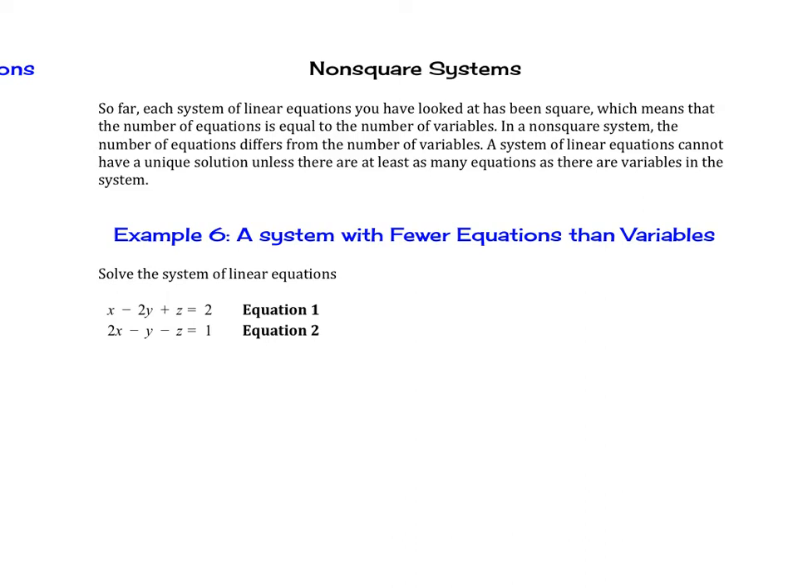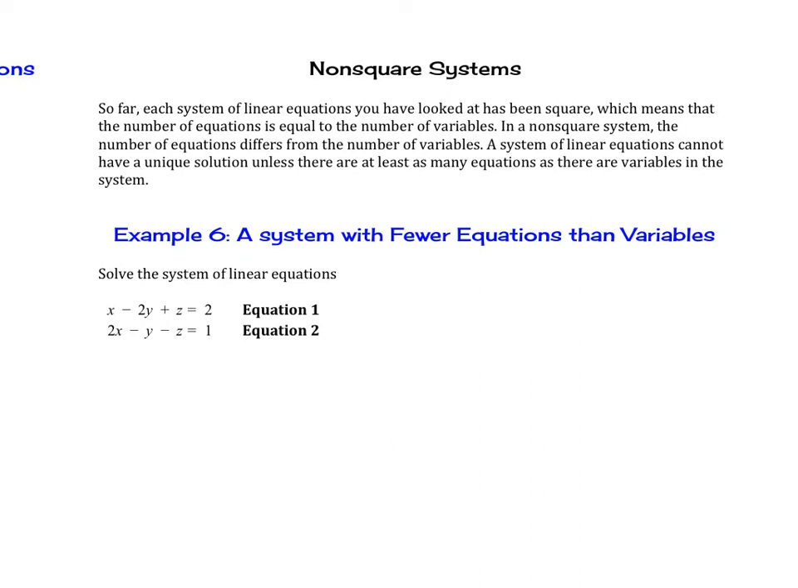Now let's look at non-square systems. So far, each system of linear equations you have looked at has been square, which means that the number of equations is equal to the number of variables. So when we did two variables, we had two equations and two variables, and then we've done three equations with three variables.